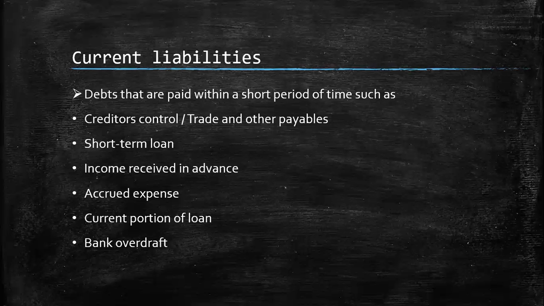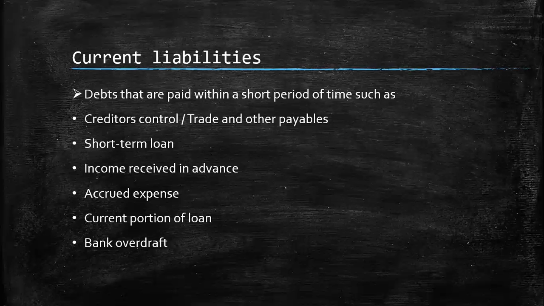Can you please also just explain the current portion of loan? By current portion of loan, we are referring to installments that are made towards a loan. So if you take a loan of 500,000 for 5 years, and then the loan agreement stipulates that every year you need to pay 50,000. So that 50,000 is a current portion of a loan. It's what you're supposed to pay within a short period of time. So it's classified as a current liability because you are expected to pay that amount within a year.